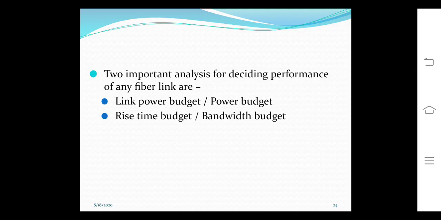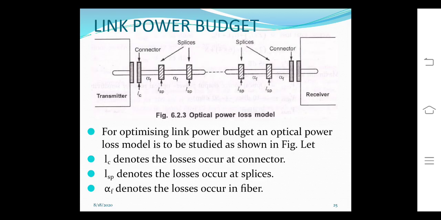The performance of the fiber link is determined by two things: one is the link power budget, or power budget. The next is the rise time budget, or bandwidth budget. So with these two things we can discuss how we decide the performance of a fiber link. Coming to the link power budget.